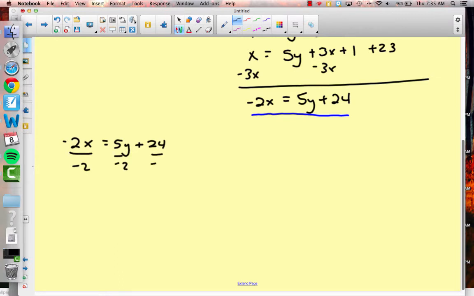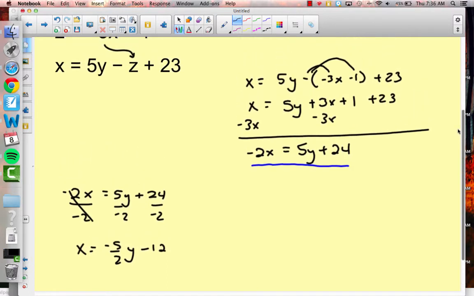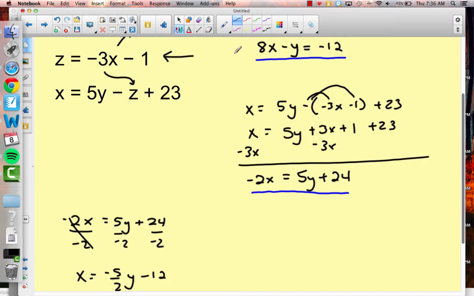Okay, and I would write it individually so it doesn't confuse you. So we get x equals negative 5 over 2y, and then 24 divided by negative 2 is negative 12. So here's our equation. Okay, what we're going to do is use the other equation that I underlined in blue, this one right here. Okay, and we are going to plug it in wherever we see an x.